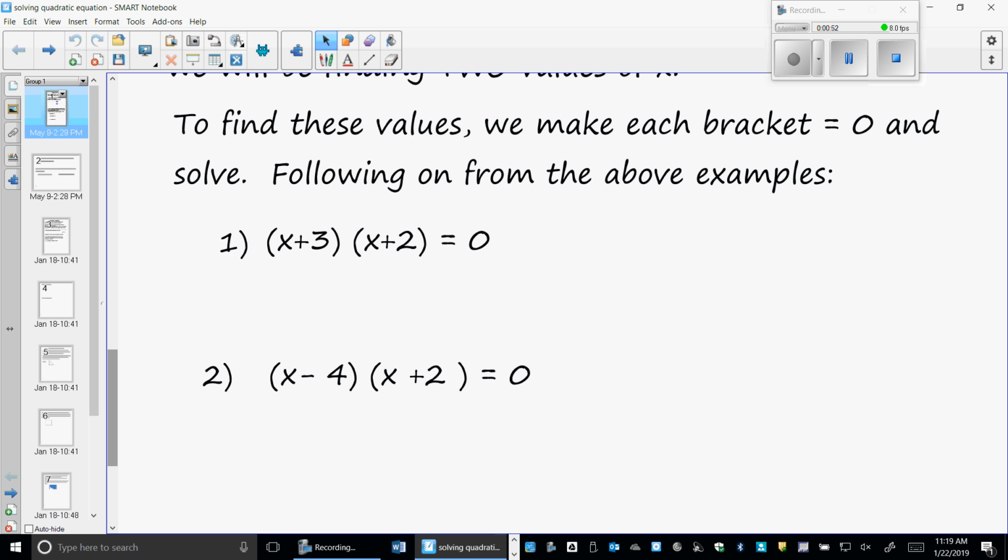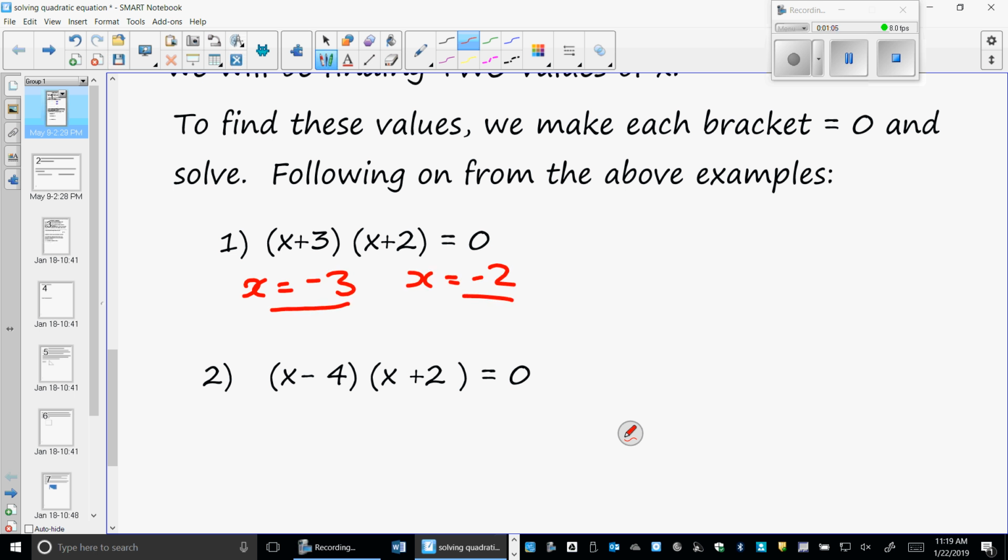So, once we've factorized, and because it's equal to 0, it tells me that either this bracket or this bracket is equal to 0. So this would be x is -3, this would be x is -2. So we're going to have two answers that make this statement true. Because we're saying that x plus 3 will equal 0, so if we rearrange that, it's always going to end up being the opposite value.